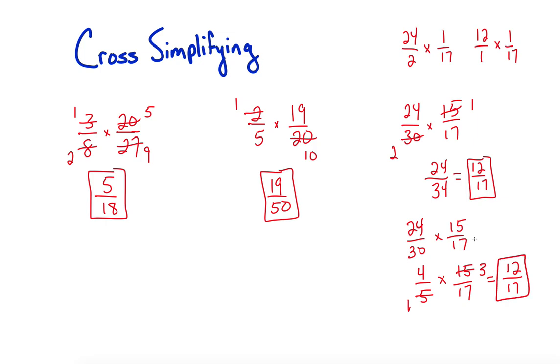So I'm just trying to show you that there's a lot of different ways you can reduce a fraction before you actually do the multiplication. And again, the smaller the number we have to reduce, the easier it is, the more likely it is that we'll get the right answer. Because again, if I'm multiplying 8 times 27 or 5 times 20 or 30 times 17 or 24 times 15, there's a greater chance I make a mistake.